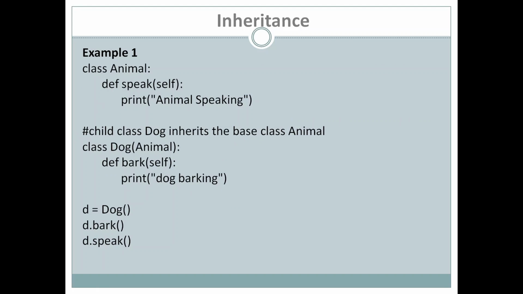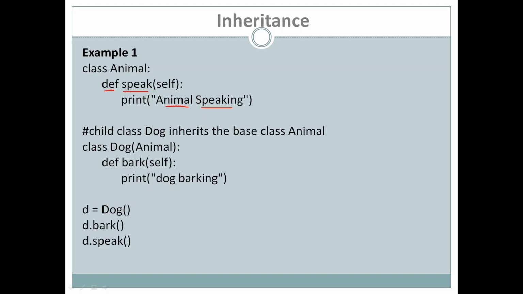Say we have a class animal. This animal class contains a method, def speak. The method is speak, and this method has one print statement, that is, animal speaking. It is simply printing one statement there, and that's it. This is about the class animal which we have.